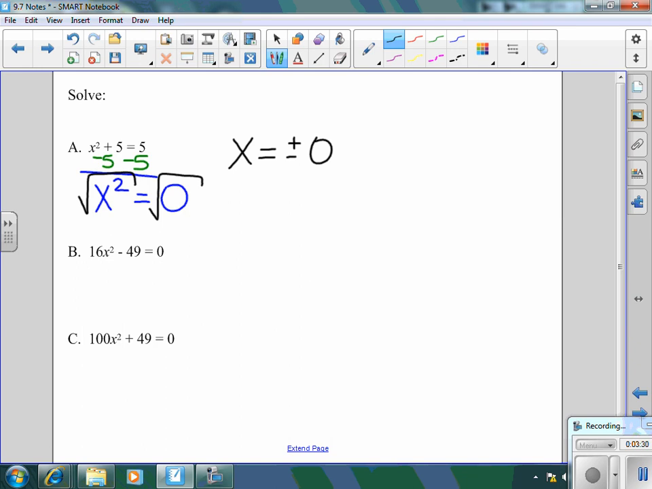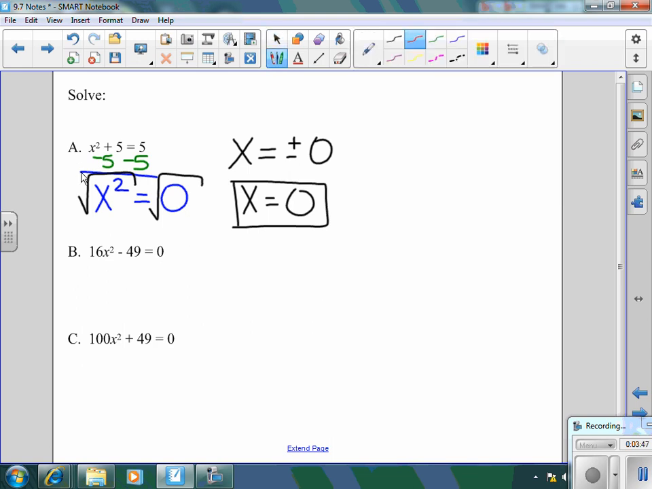There's no such thing as positive 0 or negative 0. So for this one, we only have one solution. 0 is the only option. If we were to graph this, it would only touch the x-axis once. So let's do the next one.